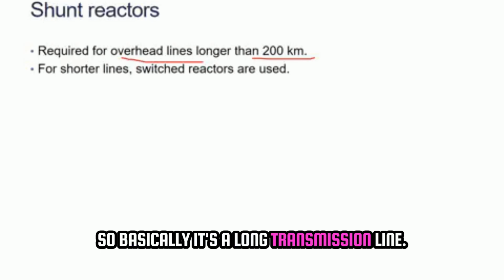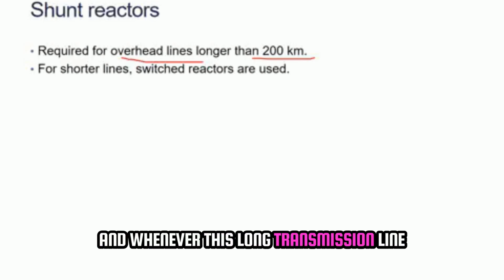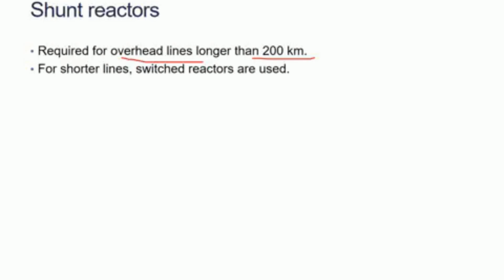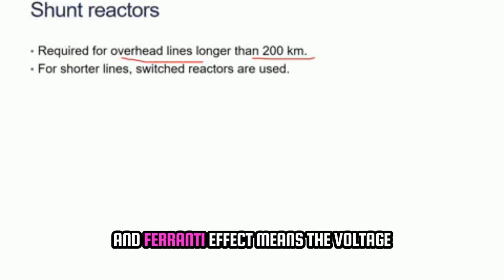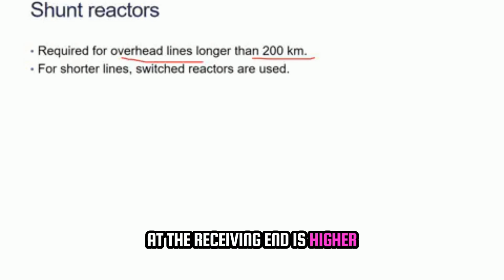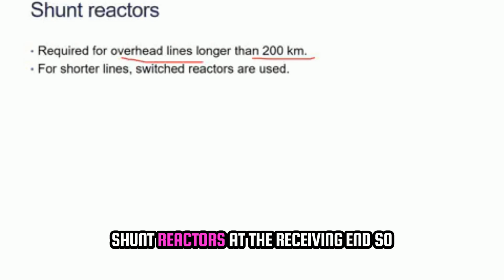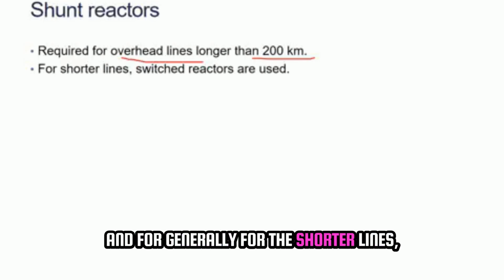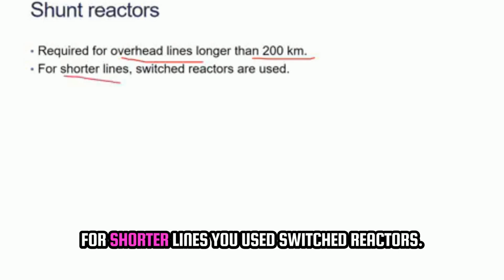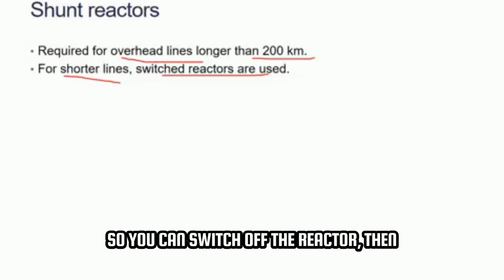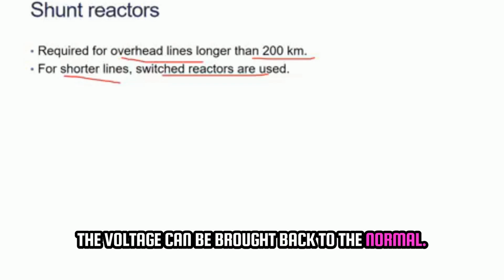So basically it's a long transmission line, and whenever this long transmission line is lightly loaded, you know that there is a possibility of Ferranti effect, and Ferranti effect means the voltage at the receiving end is higher than the voltage at the sending end. And if that happens, you generally apply shunt reactors at the receiving end so that the voltage can be brought down. And for the shorter lines, you use switched reactors because there could be a situation where under voltage can occur, so you can switch off the reactor and the voltage can be brought back to normal.